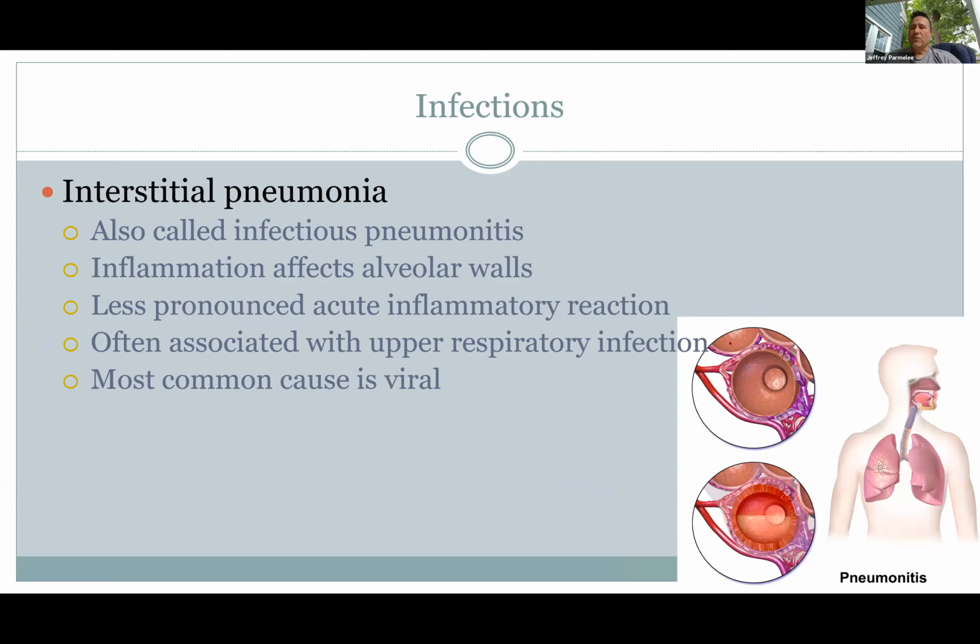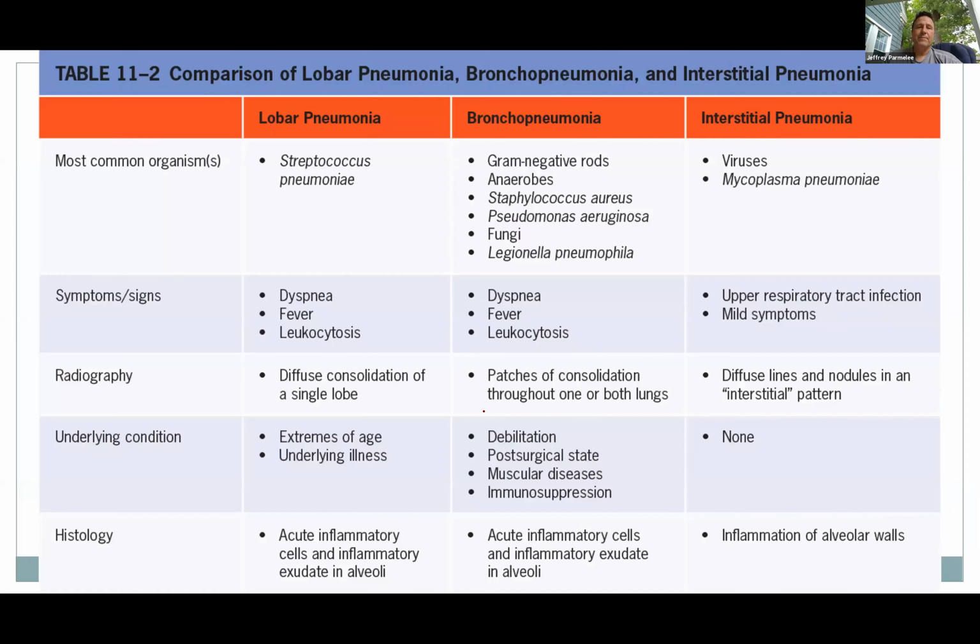All right, this interstitial pneumonia, I show a picture here showing it's not going to be in the alveoli, but in the interstitial tissue. And any thickening of that tissue is going to prevent good gas diffusion. It's usually viral instead of bacterial, so it's infecting the walls of the alveoli. And this is for you from your book. You can take a look.